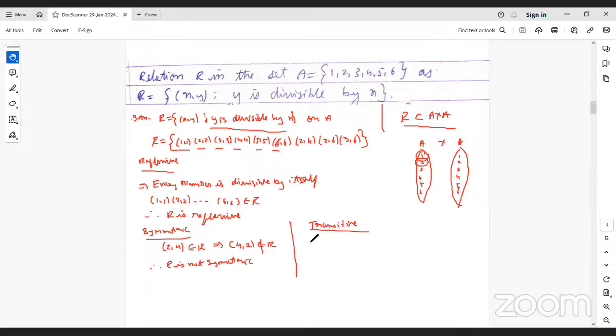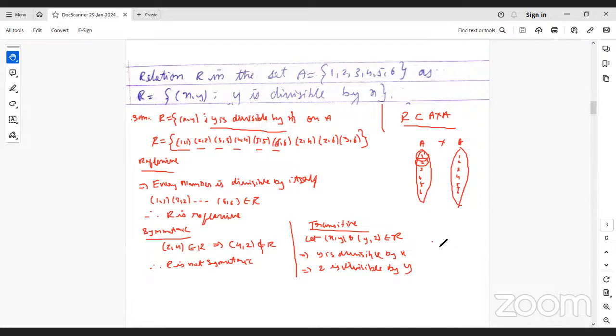So here we are considering two ordered pairs. First, let (x, y) and (y, z) belong to R. If (x, y) belongs to R, what is the meaning of the first ordered pair? y is divisible by x. Similarly, for the second ordered pair, z is divisible by y.